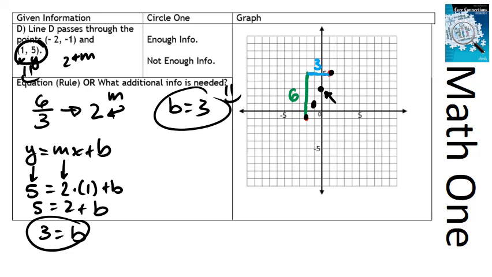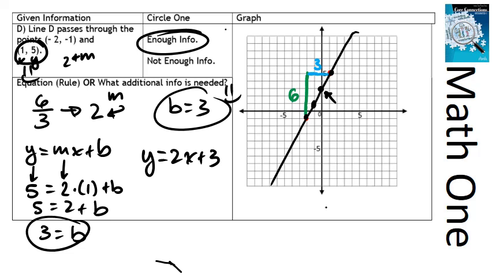Now, of course, I'm supposed to write the equation of the line. Definitely there's enough information here. And the equation of this line is y equals 2x plus 3. And if I was to draw the equation of that line, it's going to have to go through those points. So let me just grab this ruler and sketch that line that goes through there. So something like that. All right, that's question 1.